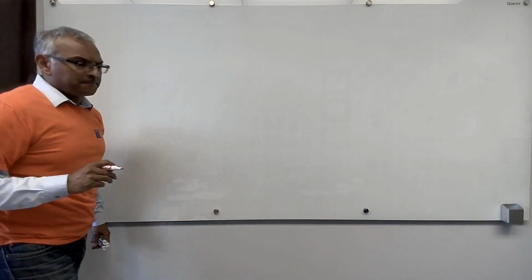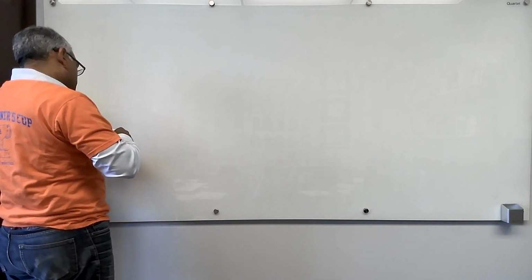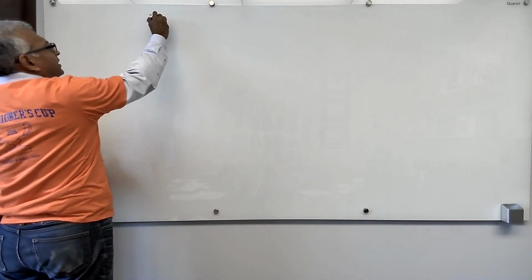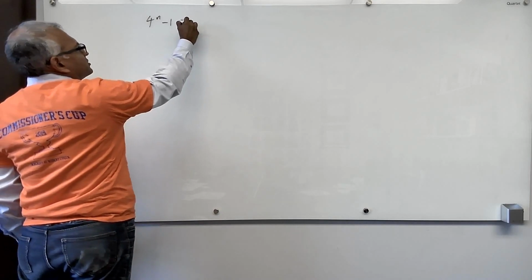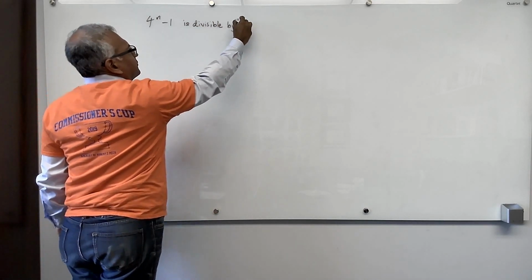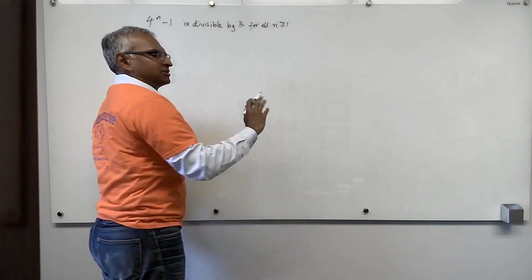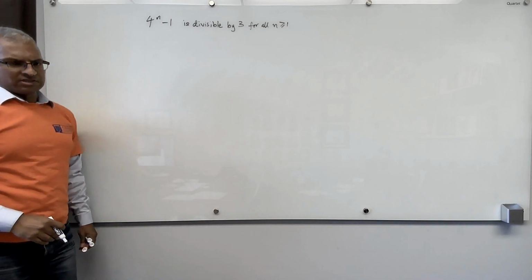Okay, so let's use induction to prove that 4 to the power n minus 1 is divisible by 3 for all n greater or equal to 1. So this is exactly the claim that we just discussed.